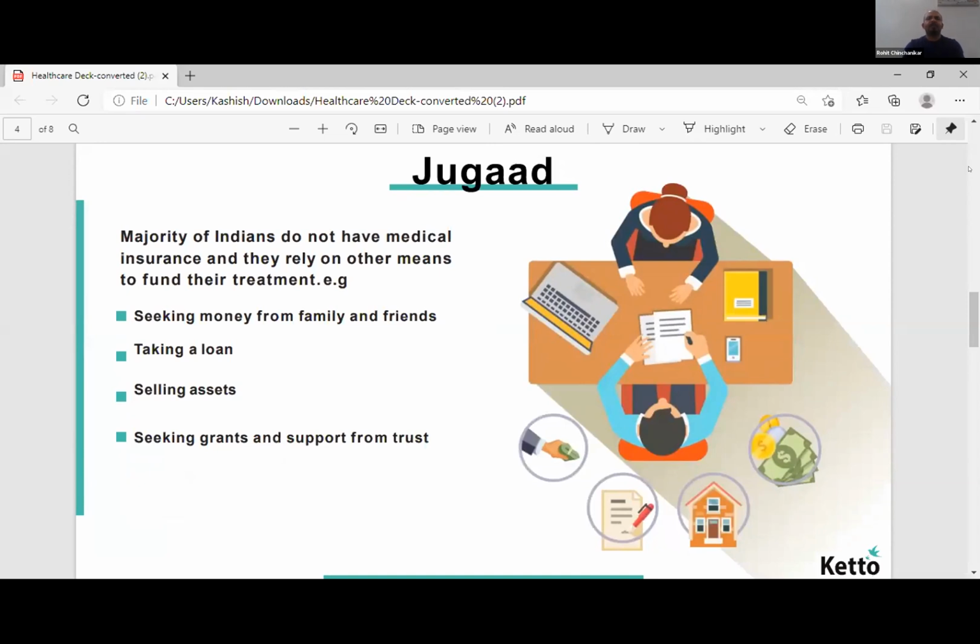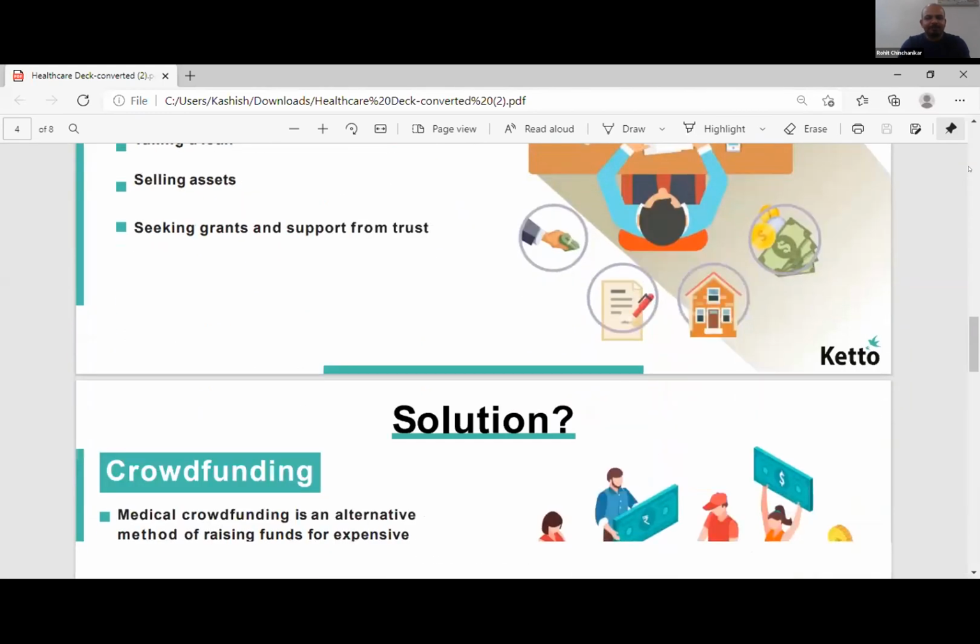As I said, there are so many people in India who do not have medical insurance. So when, for example, an accident occurs, or when a family member gets diagnosed with cancer, or needs a transplant, kidney transplant, liver transplant, whichever it is, they fall short of funds. So that's where, can you go to the next slide?